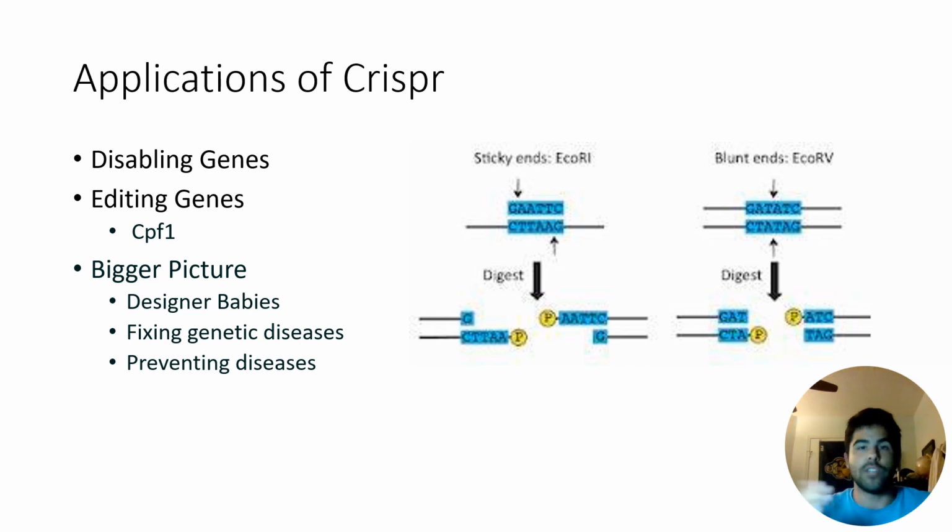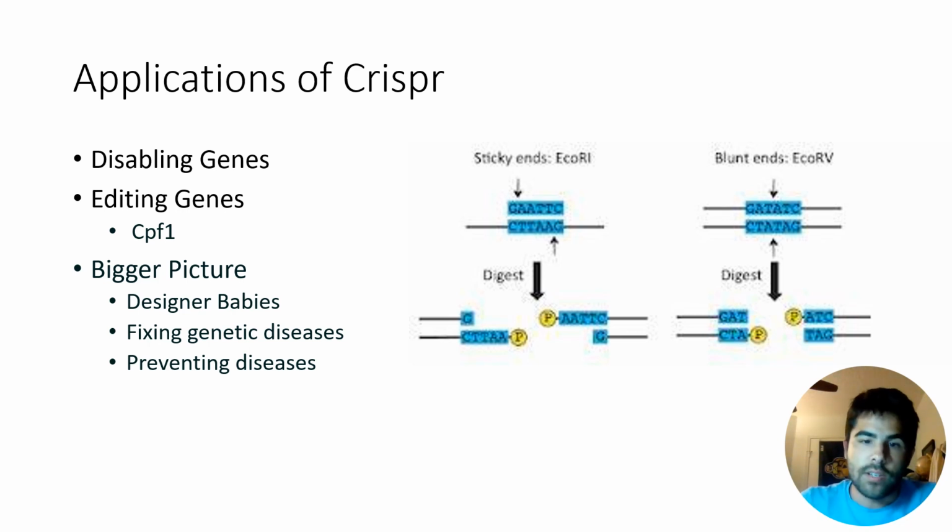So again, we can remove genes. Obviously, that's disabling genes. If we say maybe a protein's being overexpressed, or there's a certain receptor we don't want to be expressed at all, we can go ahead and remove the gene that codes for that protein or receptor, etc., by cutting on either sides of that gene using the Cas protein and the guide RNA.